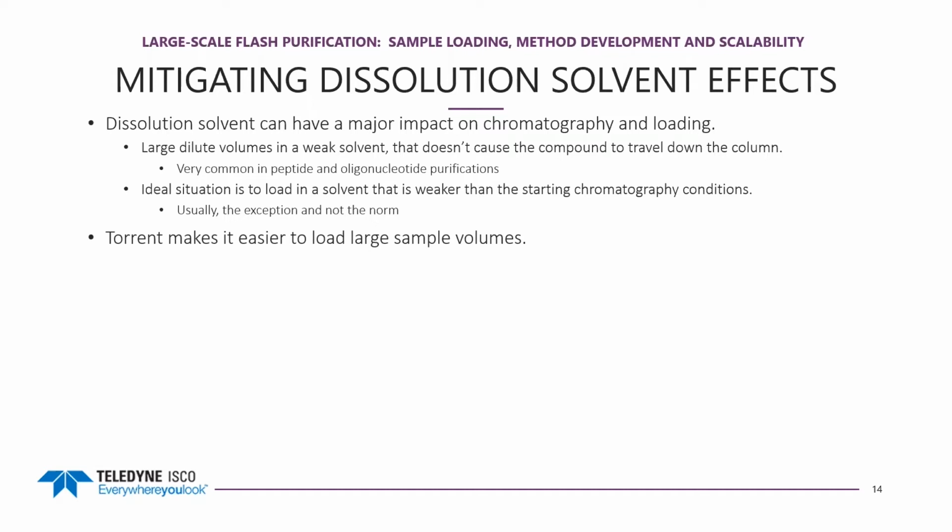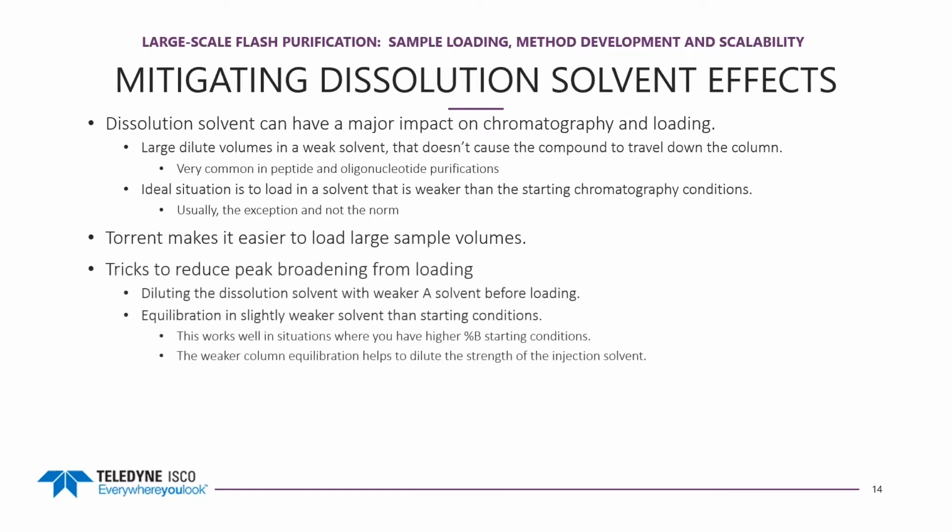One of the nice things about the Torrent, though, is it does make it easier to load large sample volumes by using either a sample loading pump or the solvent select valve. We can automate that loading process and load large dilute volumes onto the system. Some other tricks to reduce peak broadening from loading: you can dilute the dissolution solvent with the weaker A solvent before you load it. So go ahead and dissolve your sample and then weaken it by adding A solvent to it before you load it, as long as it doesn't precipitate out or you don't have any other solubility issues.